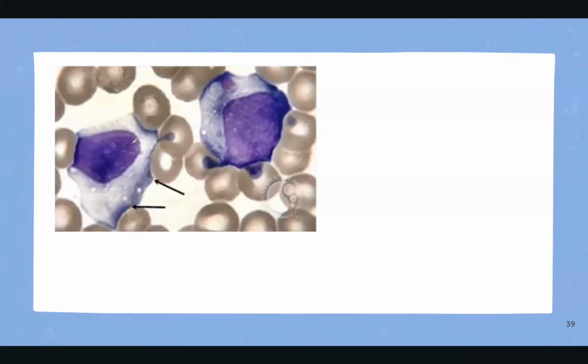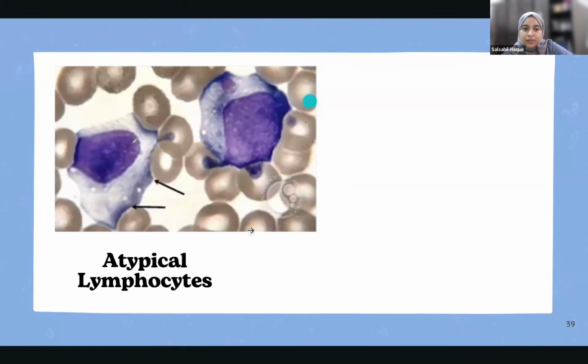EBV, very good. Infectious mononucleosis, which happens in a younger population, right? And it can cause cervical lymphadenopathy, often confused with cancer. EBV is also associated with cancer, so this is very important to know and to look out for. So these are atypical lymphocytes seen usually with EBV.